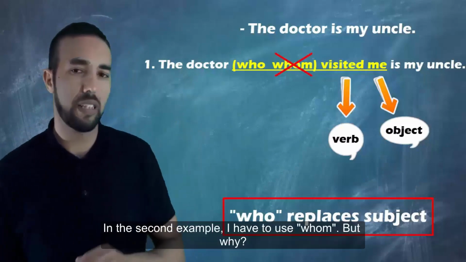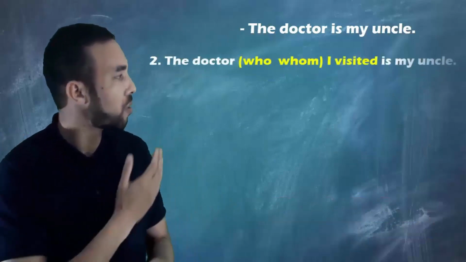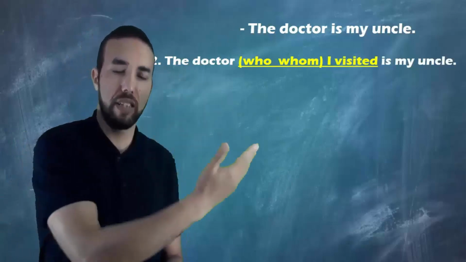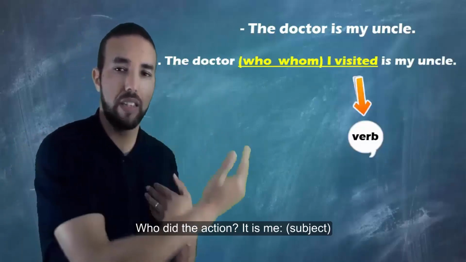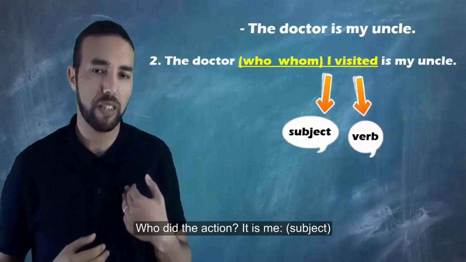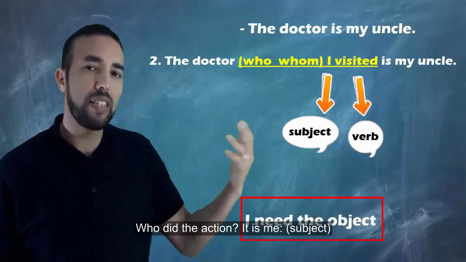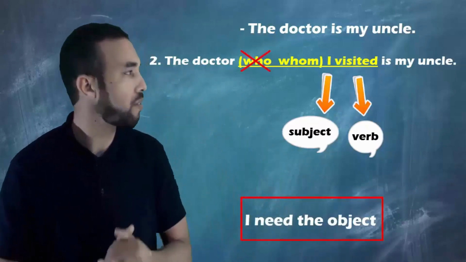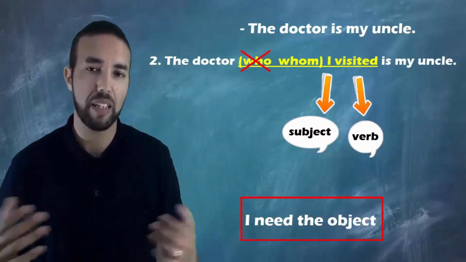And in the second example, I have to use whom, of course, but why? Because you have the clause who or whom I visited. Visit is the verb. Who did the action? It's me. I visited. So I is the subject. I am the person that did the action. So I need an object. So I have to use whom. So I have to say the doctor whom I visited is my uncle.